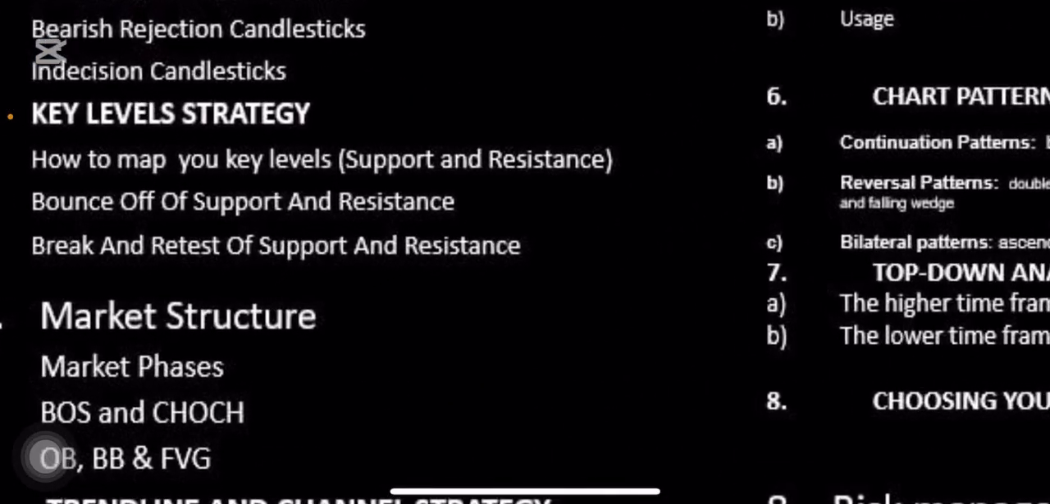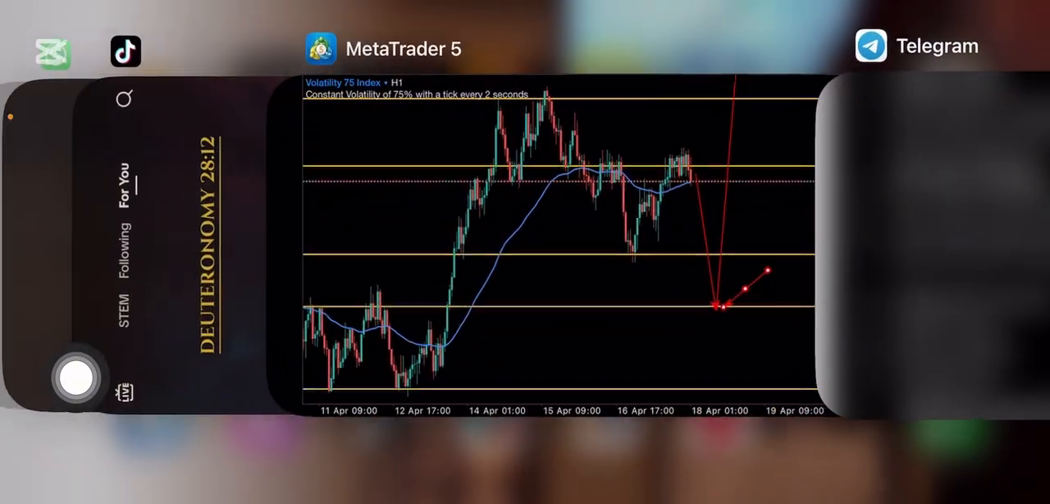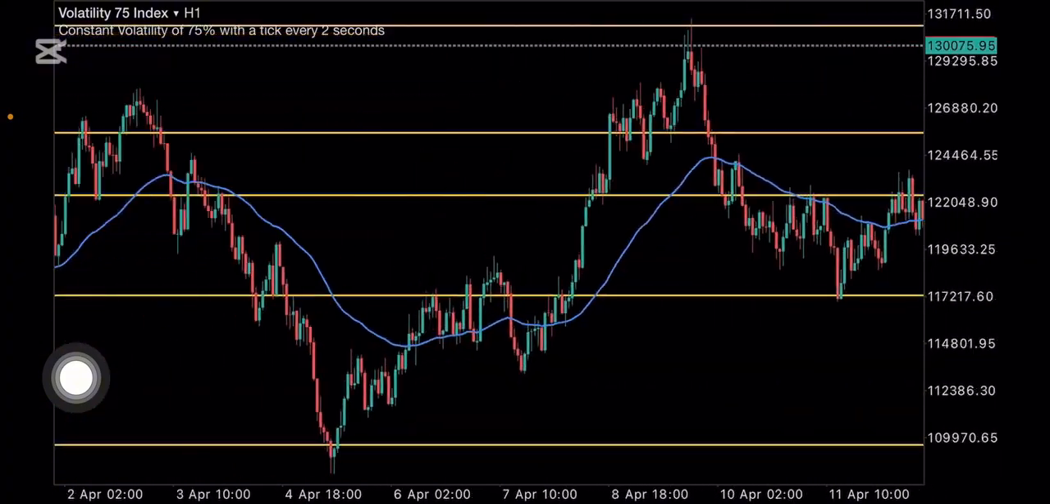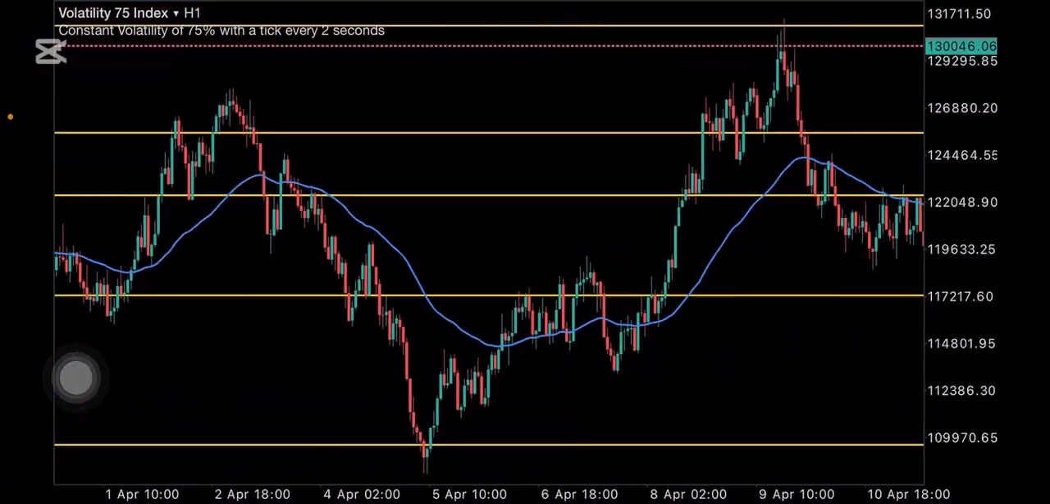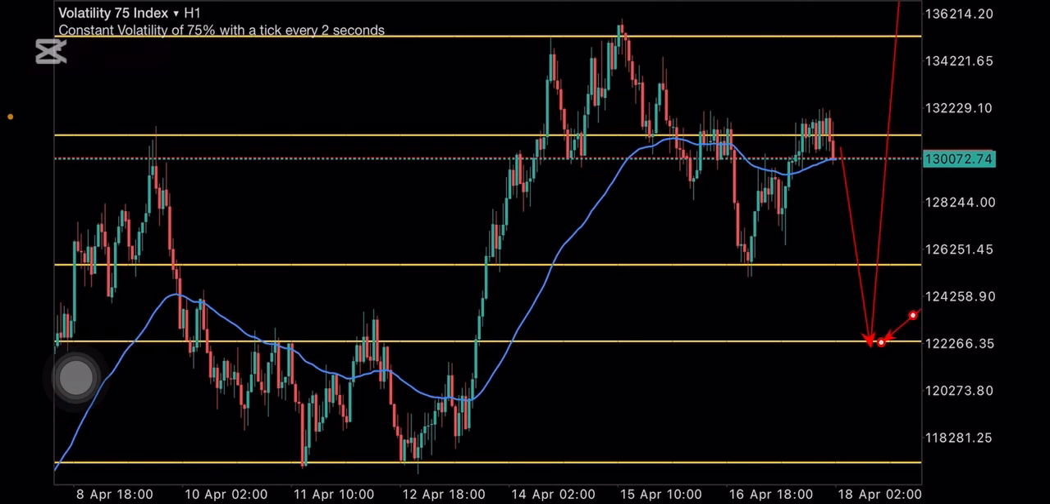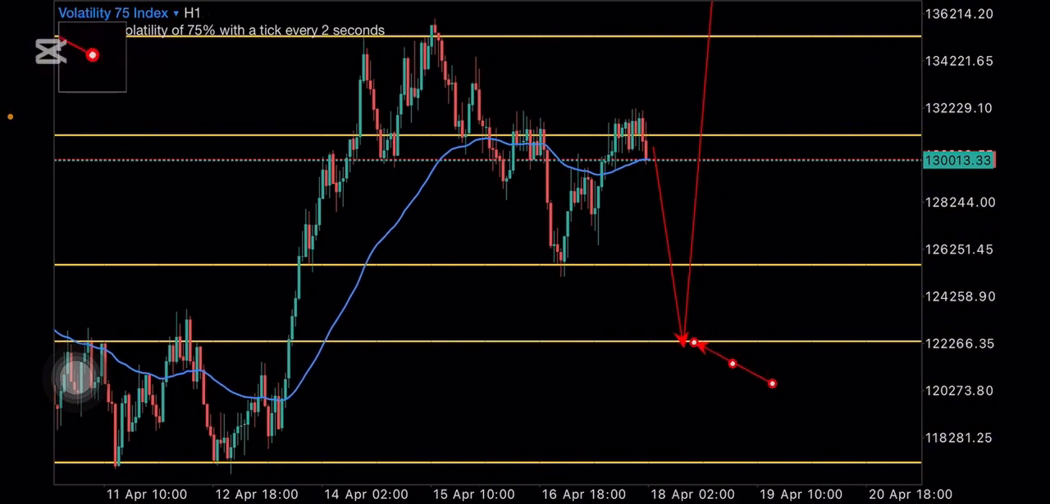Right, that's it. How to mark key level, we have done that. Now the next one is bounce off of key levels, the bounce off of support and resistance. So let's go there right away. Okay, so how do you trade these key levels after marking them? After marking key levels, there are two ways, like I said: break and retest, and also bounce off. So we want to look at the bounce. How do you trade a bounce?